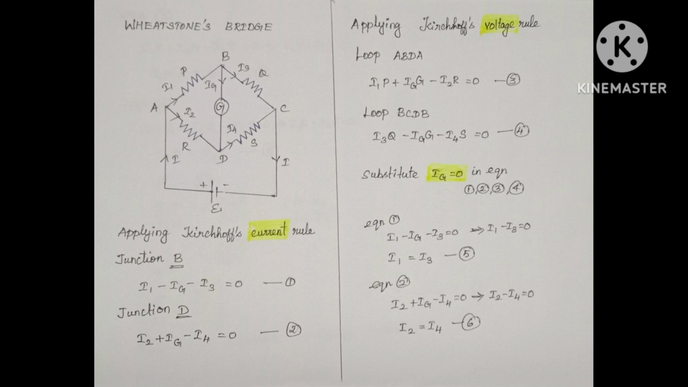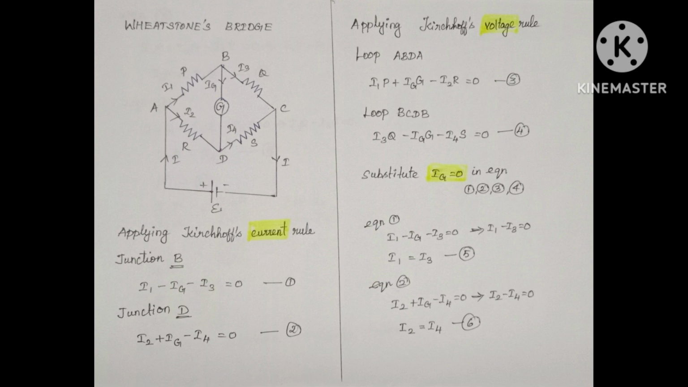Applying Kirchhoff's current rule. First, junction B: I1 minus Ig minus I3 equal to 0. This is the first equation. Junction D: I2 plus Ig minus I4 equal to 0. This is the second equation.